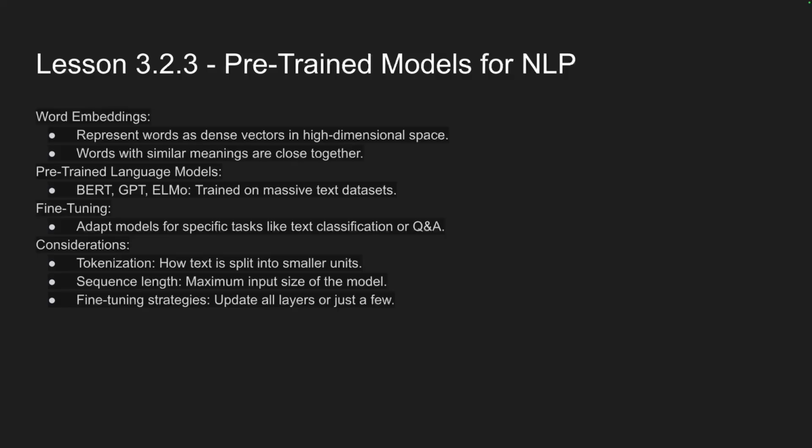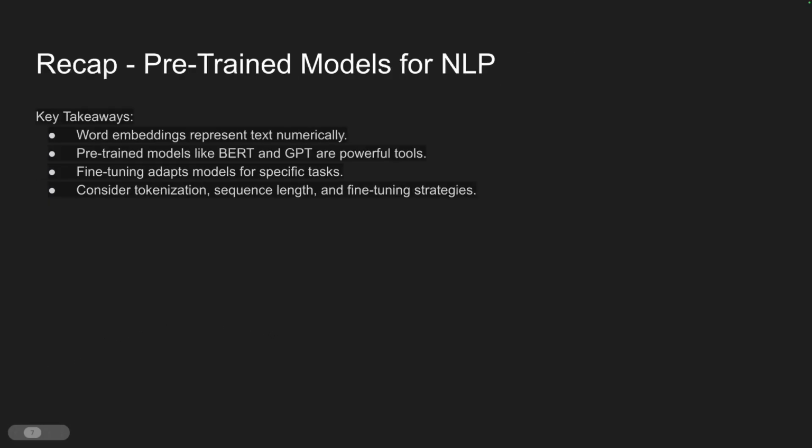To recap, we've discussed word embeddings as a way to represent text, explored pre-trained language models like BERT and GPT, and talked about fine-tuning strategies for tasks like text classification and question answering. Sequence length and fine-tuning are all important factors to consider.